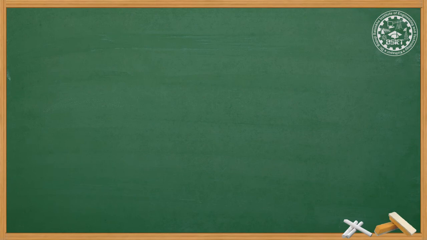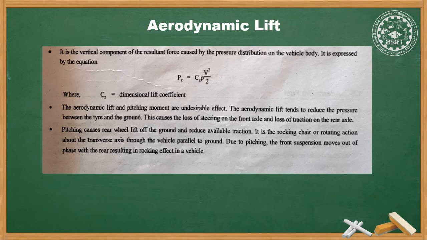Second is the aerodynamic lift. Aerodynamic lift is the vertical component of the resultant force caused by the pressure distribution on the vehicle body. It is expressed by the equation Pz is equal to Cz into rho into V square upon 2, where Pz is the aerodynamic lift, Cz is the dimensionless lift coefficient, rho is the density of air, and V is the velocity in meter per second. The aerodynamic lift and pitching moment are undesirable effects.